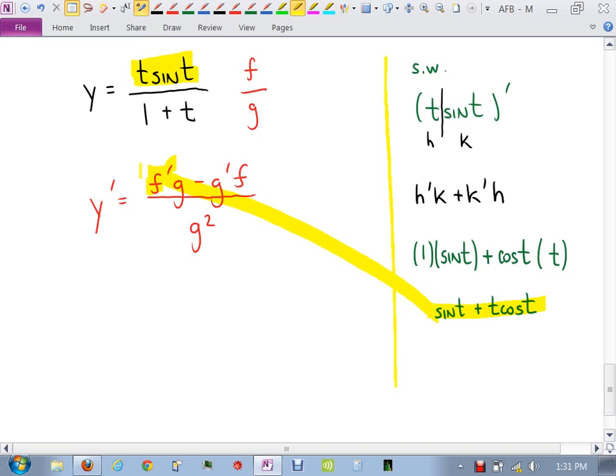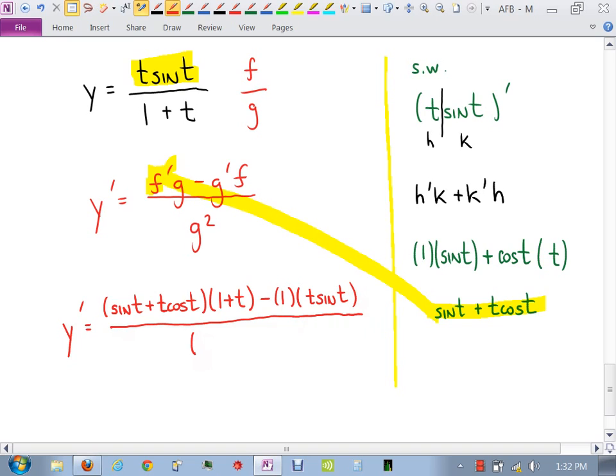Now, the g prime is easy, isn't it? So I should be able to go now to my answer. It's going to be f prime, which was sine t plus t cosine t, times g, 1 plus t, minus g prime. What's g prime? 1 times f, which is t sine t, all over 1 plus t squared.